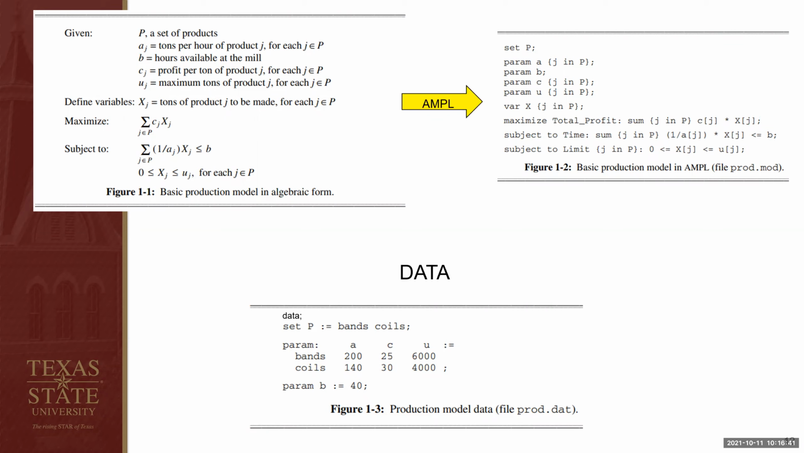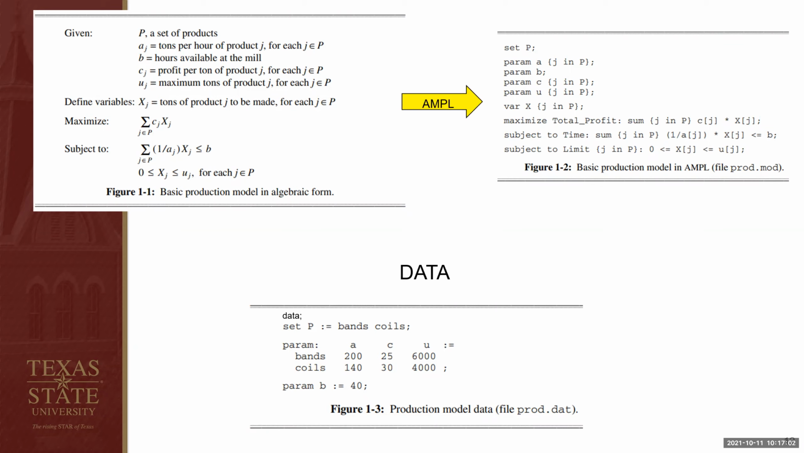We're defining the set P for the products. We don't know yet how many products we're going to have. We're just defining a set that is going to include those products. It could be 2 products, 10 products, 100 products, it doesn't matter for the model file, because this is defined in general terms.